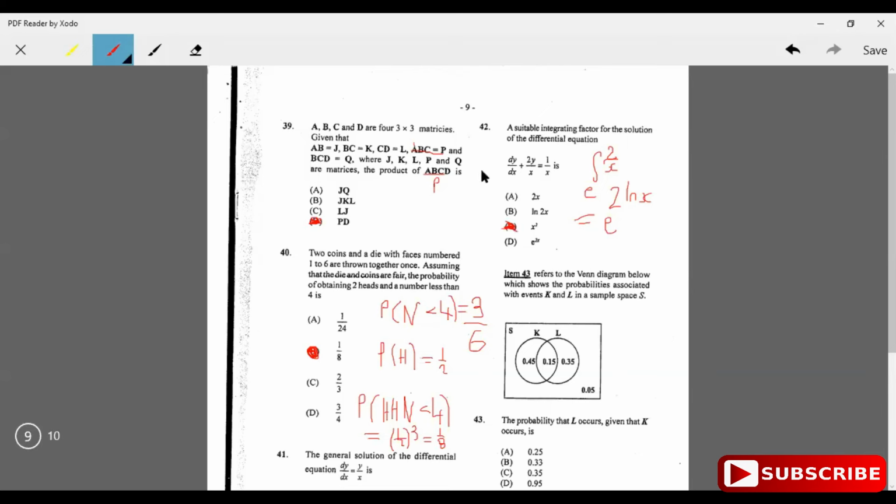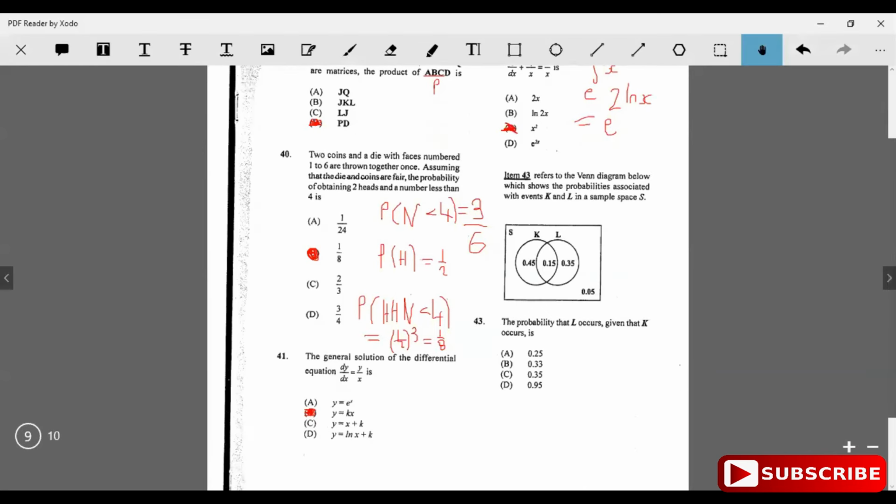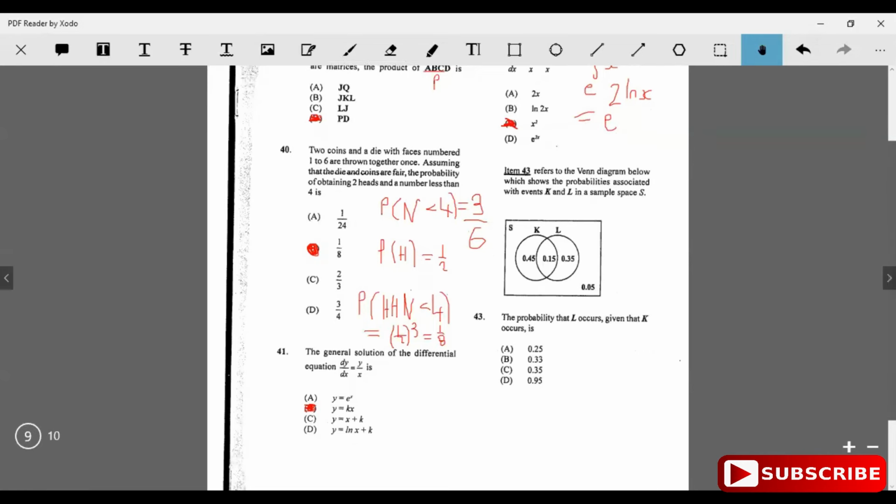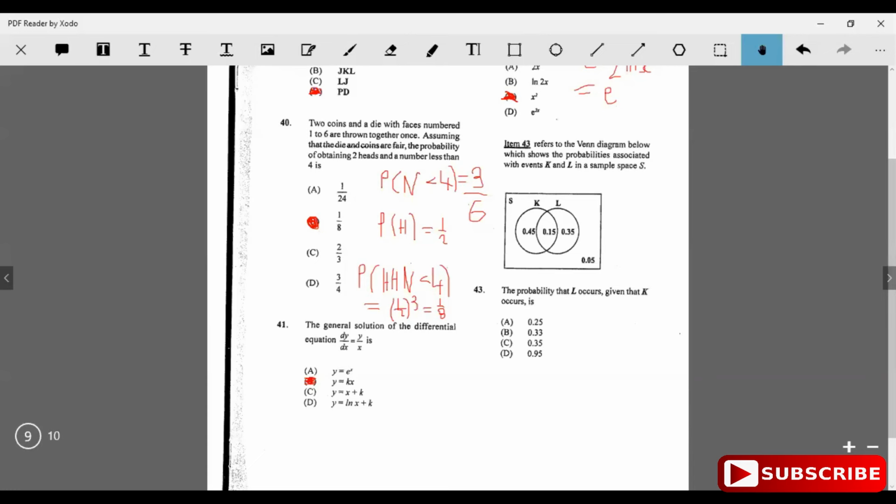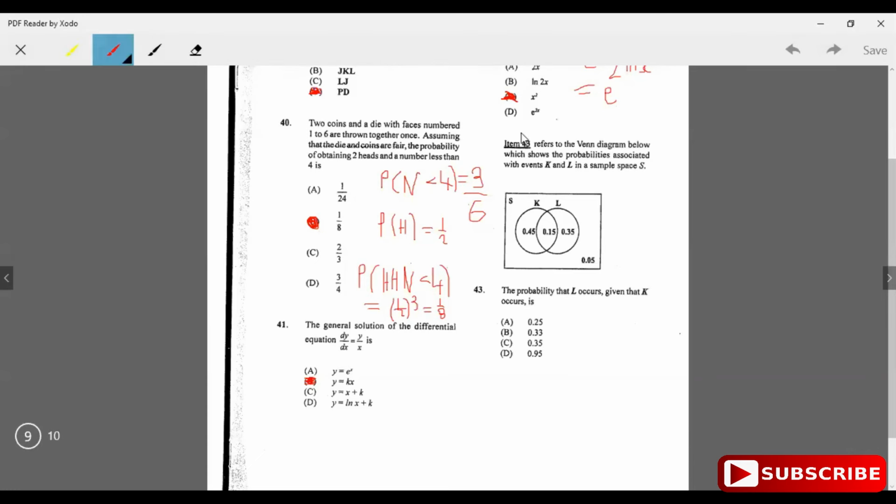Question 41 is B. All right, question 43. What's question 43? A, sir. The probability that L occurs given that K occurs.